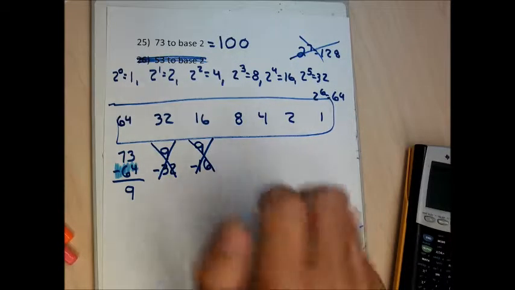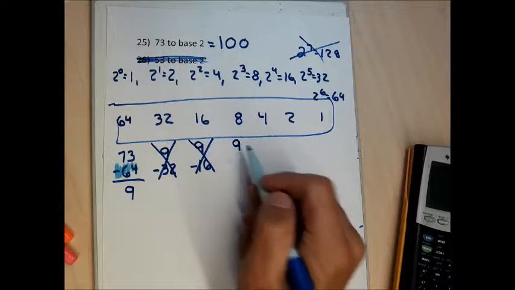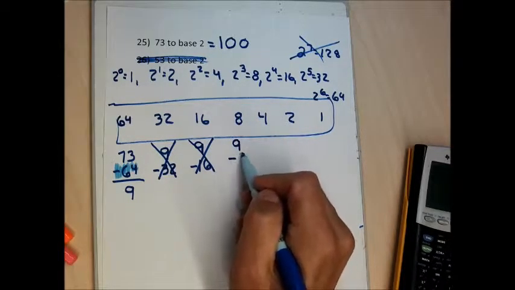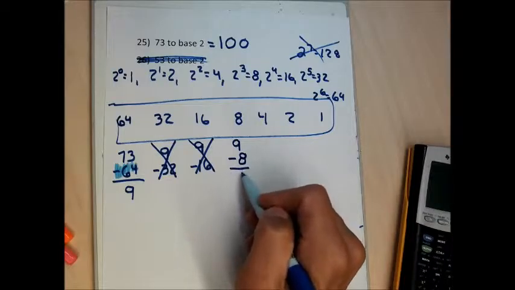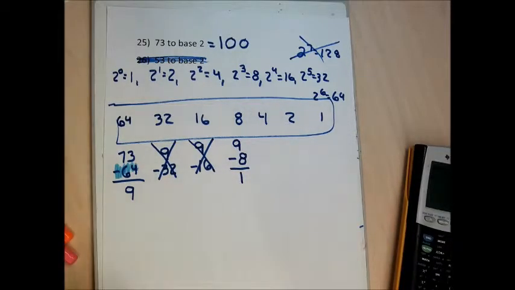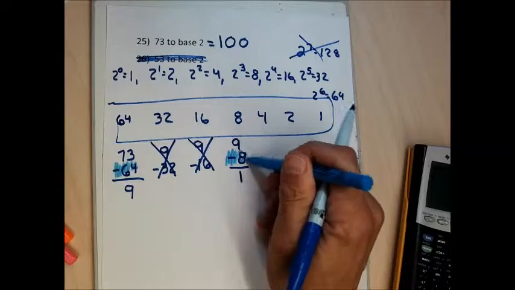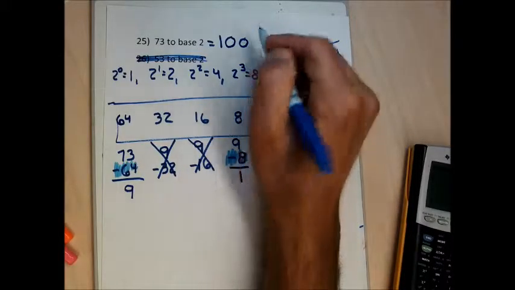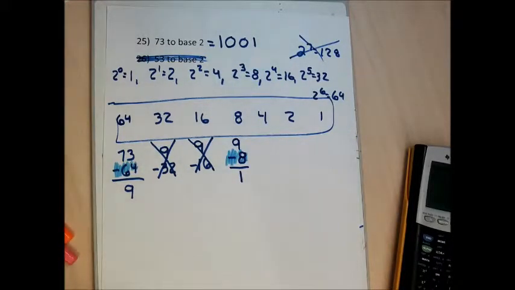Finally, I'm going to carry this 9 over to the 8, and now I can start subtracting again. 9 minus 8 is 1. I'm less than 8, so I'm done subtracting. I was able to subtract 8 one time, so I'm going to put a 1 in my answer for the 8 position.